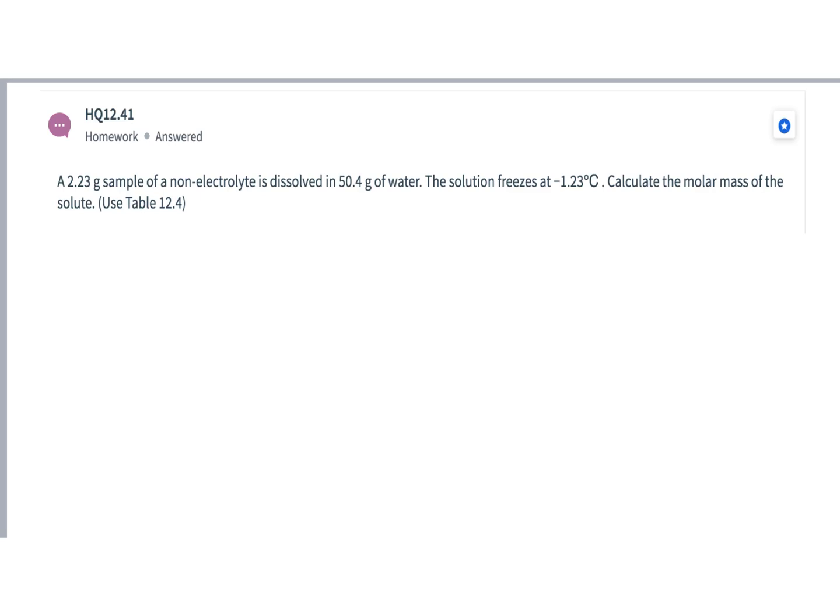Question 41 from the homework is a pretty good question, and it combines a couple of different calculations that we're going to have to do. So we've got a 2.23 gram sample of a non-electrolyte. So this is very important. Dissolved in 50.4 grams of water, and we observe the solution freezes at minus 1.23 degrees Celsius. What is the molar mass of the solute?